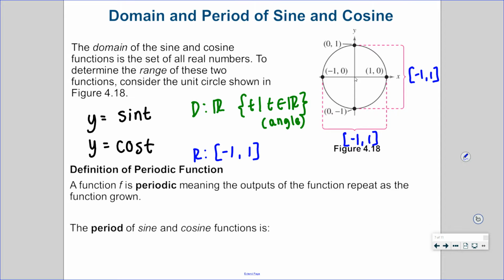Y equals in front. Yes? How come it's all real numbers for the domain? Don't think about x for your domain. Think of t like our angles for the domain, because we're writing cosine as a function of t. Yeah, good question.